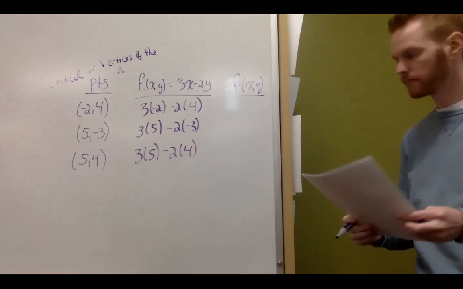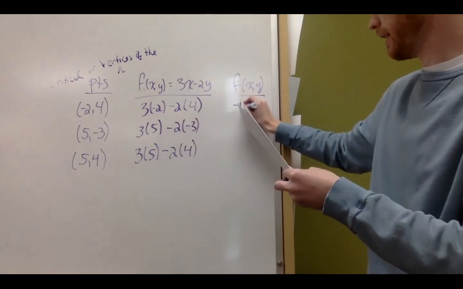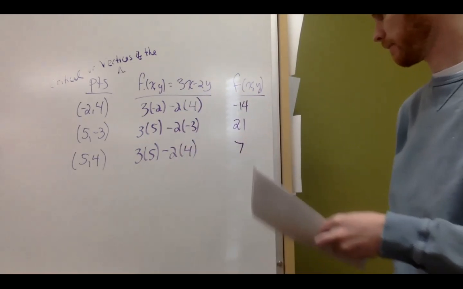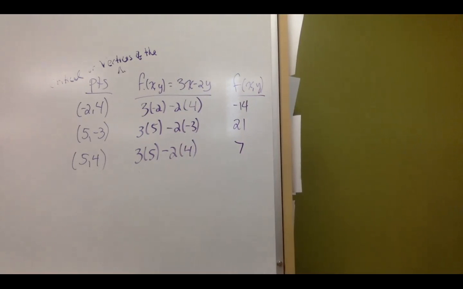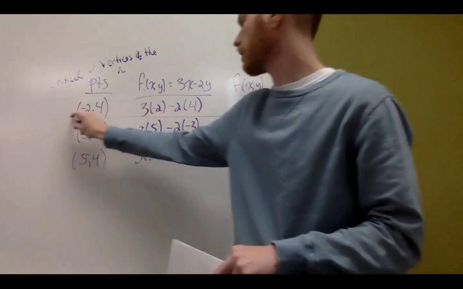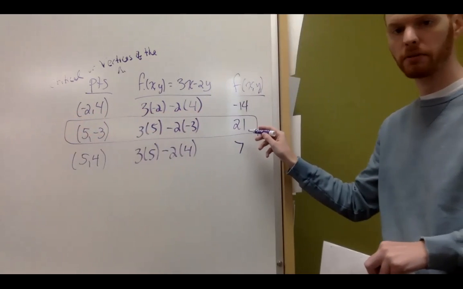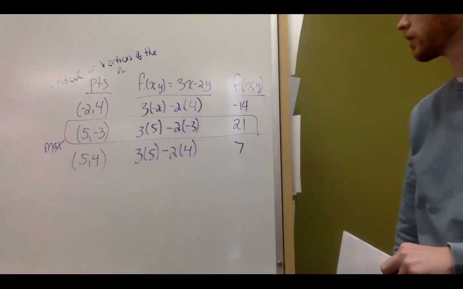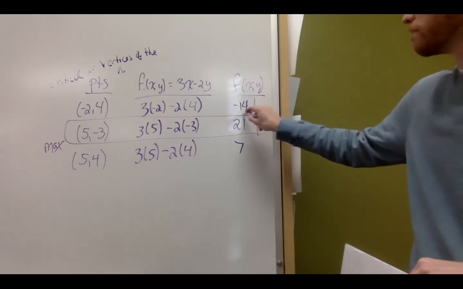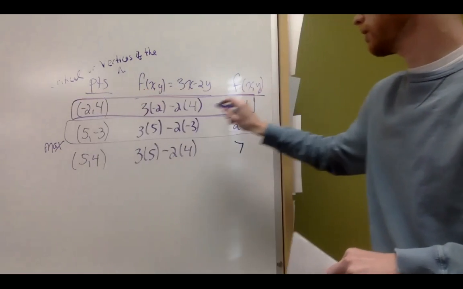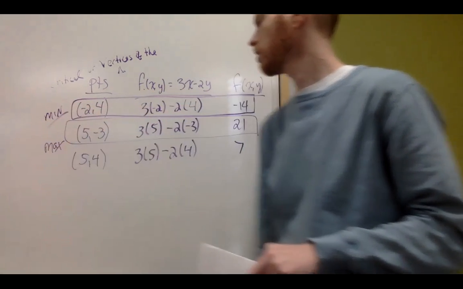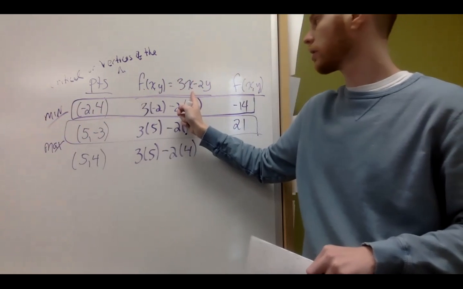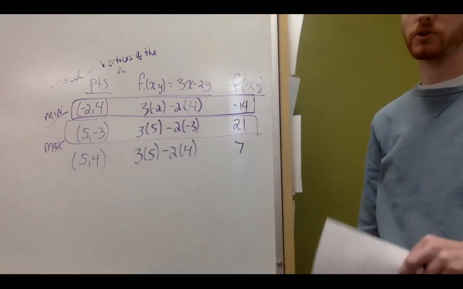Now let's simplify each one. So for the first one, when I simplify, I get negative 14. This becomes 21. And this last one becomes a 7. Okay? Now looking at our output values, I could see that this guy right here gives me the largest output for this function. So this is going to be my max value. If I want the least or the minimum number that's going to be in this function, that's going to be this guy. So 5, negative 3 gives me the largest in this problem. Okay. Negative 2, 4 gives me the smallest number.